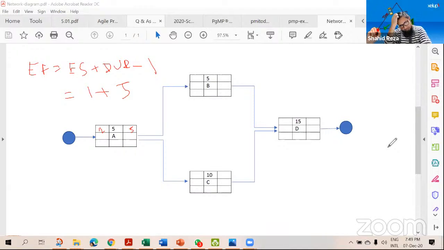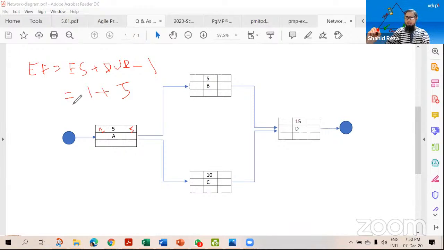So Shahid, you are asking why minus 1. That is actually a formula, because if you see here, we are starting the work on the first day, so it will take 5 days. So ultimately 1, 2, 3, 4, 5. If I calculate on my finger, 1, 2, 3, 4, 5. So on the 5th day, the work is finished. That's why we are adding duration, but subtracting by 1.